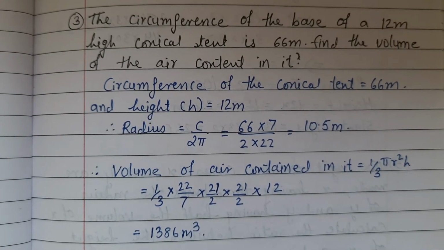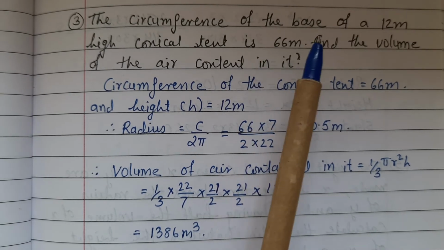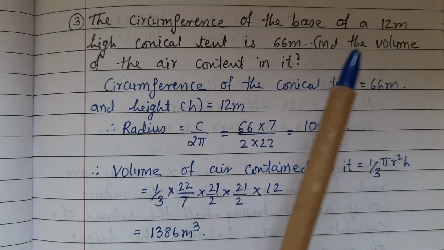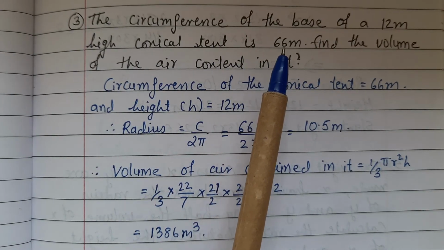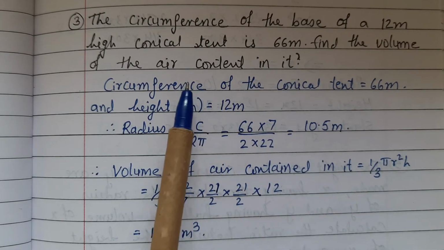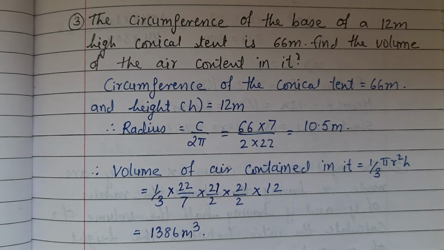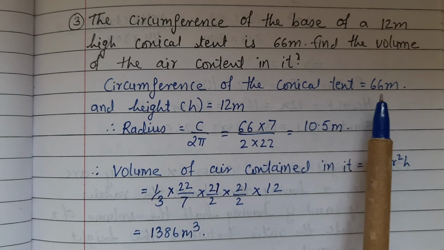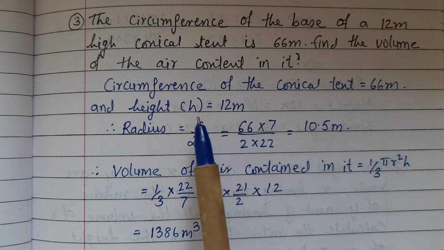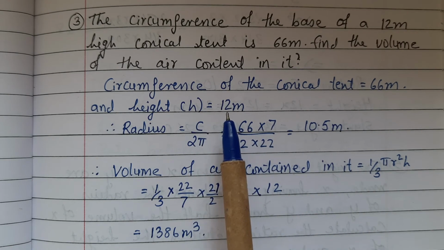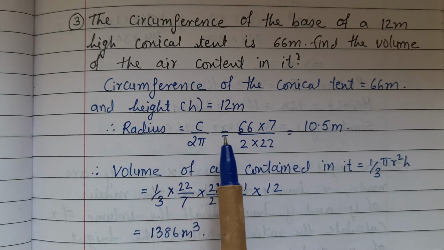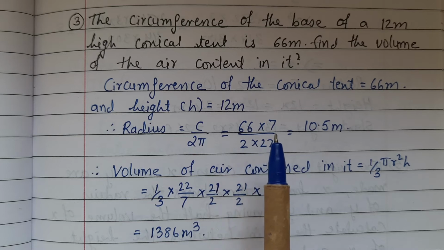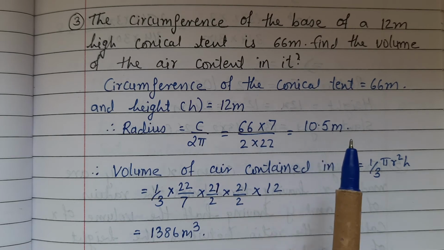Sum number 3. The circumference of the base of a 12 meter height conical tent is 66 meter. Find the volume of the air content in it. Circumference of a conical tent 66 meter. Height given H equal to 12 meter. Therefore, radius is equal to circumference upon 2 pi, which is equal to 66 into 7 upon 2 into 22, which is equal to 10.5 meter.